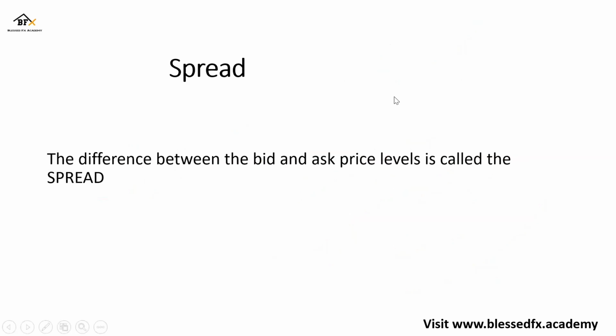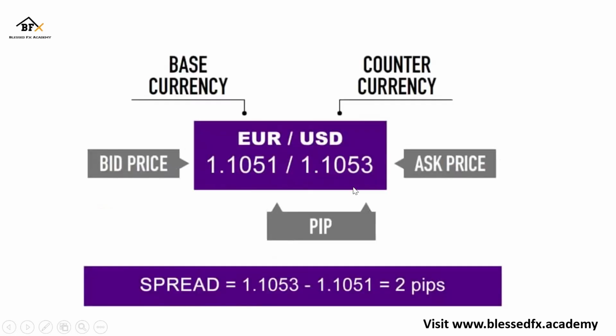Moving on, I've already told you that spread is the difference between the bid and ask price level. So like I said, the difference here is 2, which is 2 pips. You understand? The difference here is 2, which is 2 pips. So this is the base currency, euros, counter currency. You understand? So this is the bid price, this is the ask price.